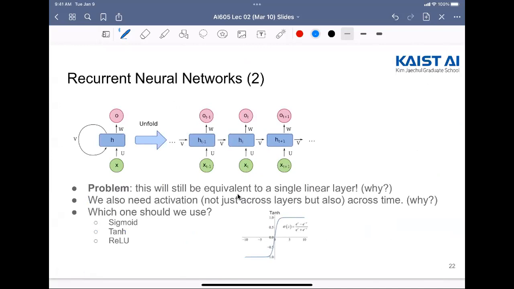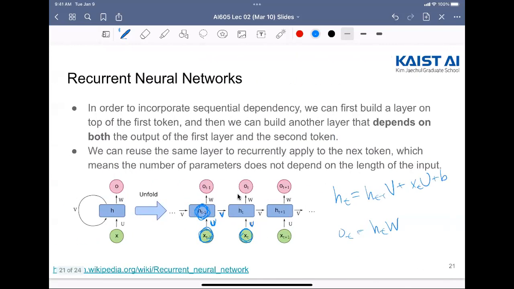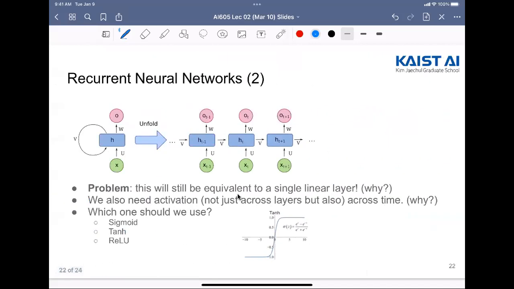But then there's another issue. We will cover more issues next lecture, but one big issue here is that if we just end there with this recurrent relationship, you will see that it is only linear transformations happening. And that means at the end, it'll be equivalent to a single linear layer on top of every X. I recommend you prove this yourself when you have time, but it's easy to see that it's exactly a single linear layer if you have only linear transformations.